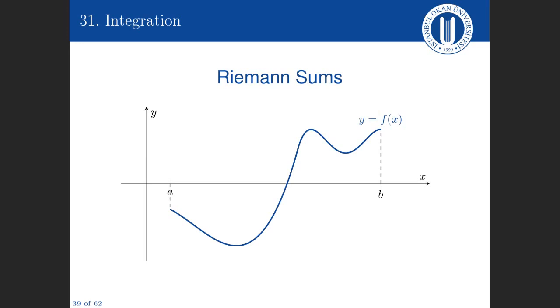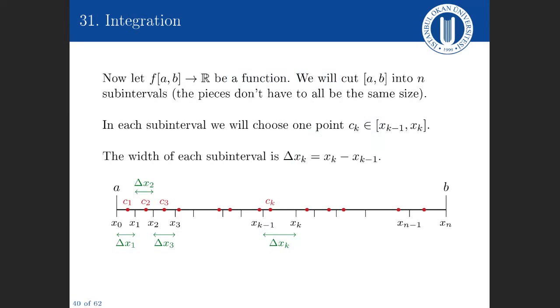We can do this more generally. Let's suppose we just have any function f of x, and let's suppose that we use the same idea. We're going to cut our interval into n little pieces, but this time they don't have to be the same size if we don't want to. We can have some small sizes and we can have some big sizes. In each one of these subintervals, we're going to choose one point, which we're going to call ck. In other words, these red dots, we choose one in each one of these intervals.